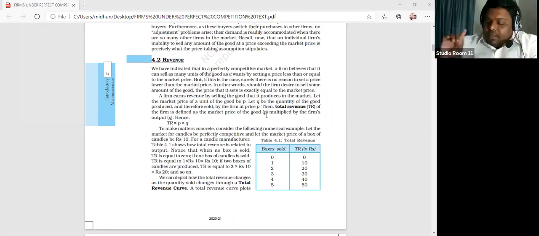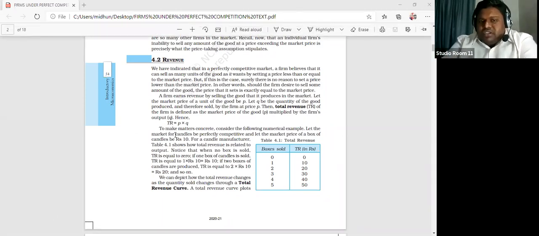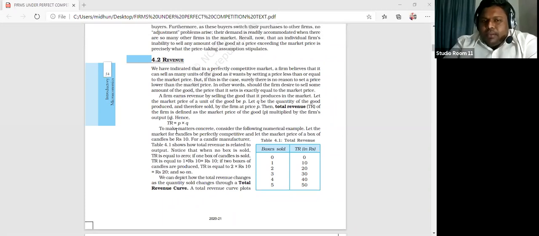Example: the firm produced 1 unit of the product and sold it for 10 rupees in the market. So the total revenue is 1 multiplied by 10. Clear? Price multiplied by the quantity of the product sold in the market. So TR is always equal to P multiplied by Q, P into Q. This is a simple equation for understanding total revenue.